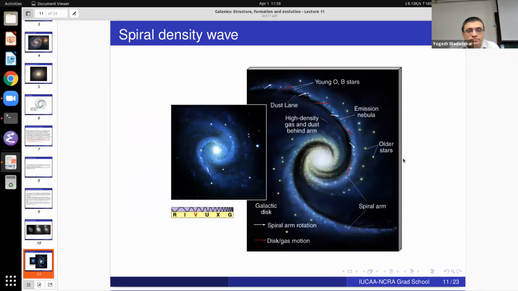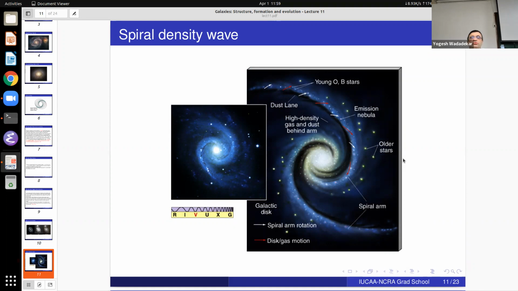Okay, so this is the spiral density wave. There are a number of things in this figure which we need to understand. First of all, in which direction is the spiral arm rotating in this galaxy? Clockwise or anti-clockwise? Clockwise, that is correct. And which is rotating faster, the underlying disk or the spiral arm? The underlying disk is rotating faster than the spiral arm.